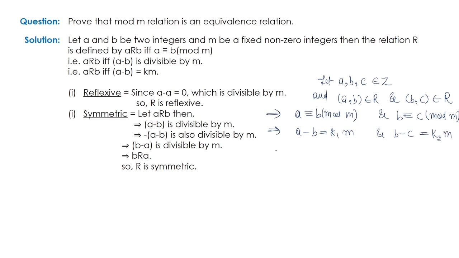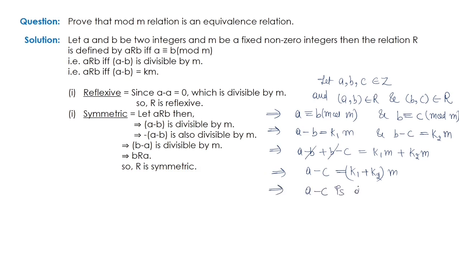Now let us add these both equations. A minus B plus B minus C is equal to K1 times M plus K2 times M. Here B is cancelled and it becomes A minus C is equal to some K1 plus K2 times M. Now K1 and K2 are integers, so the addition of K1 and K2 is also going to be an integer. So we can say that A minus C is divisible by M.